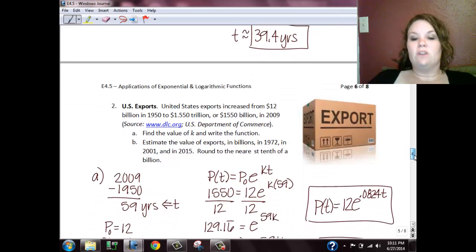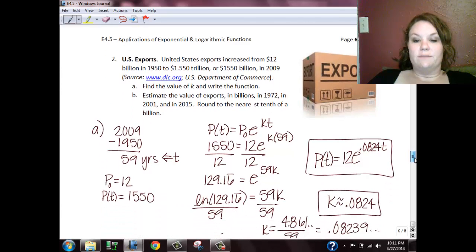So I'm going to go ahead and start off by taking 2009 and subtracting 1950, which gives me 59 years. So it took 59 years for it to increase that much. Now because it's increasing, I'm going to use the growth function, which is the one with the positive k. The other thing I need to know is my ending amount and my beginning. Since my beginning amount is in billions, I'm going to do the whole thing in billions.